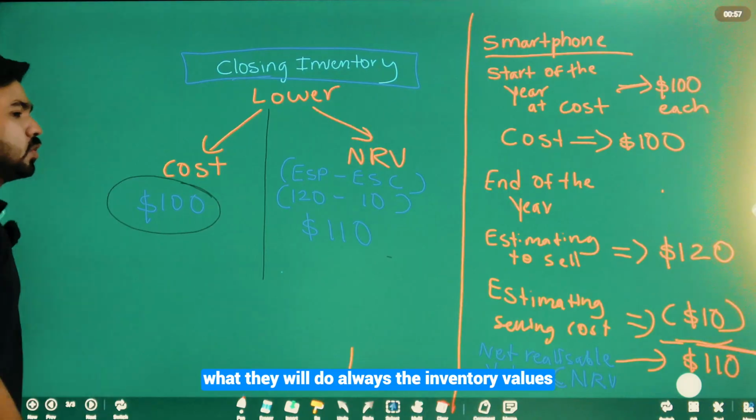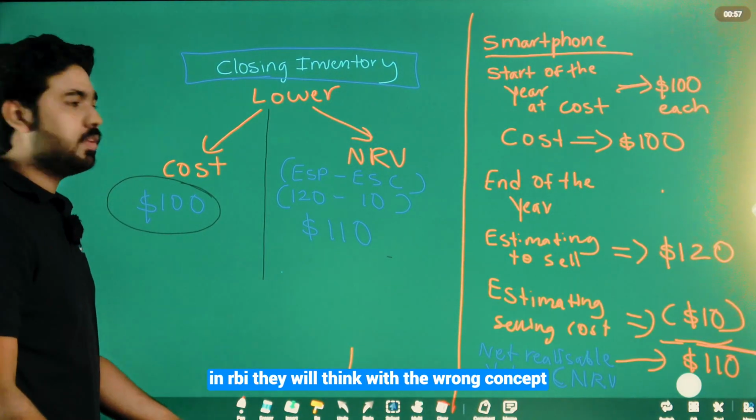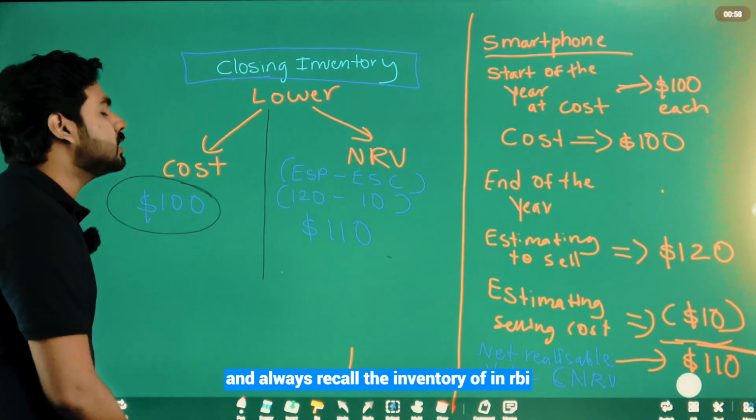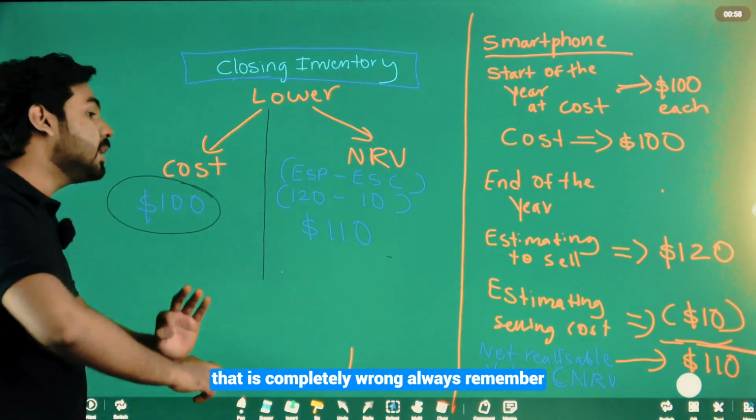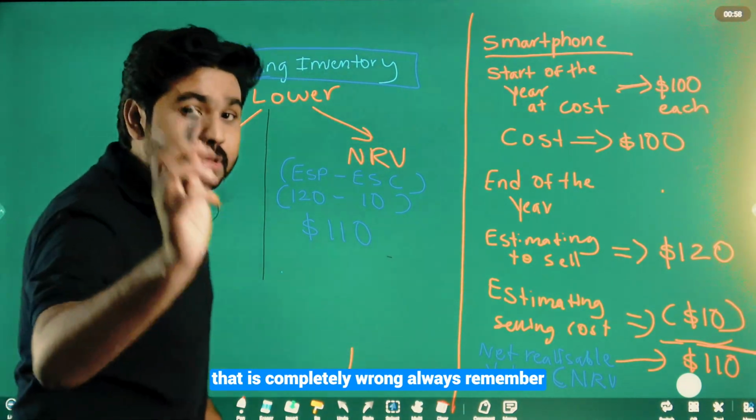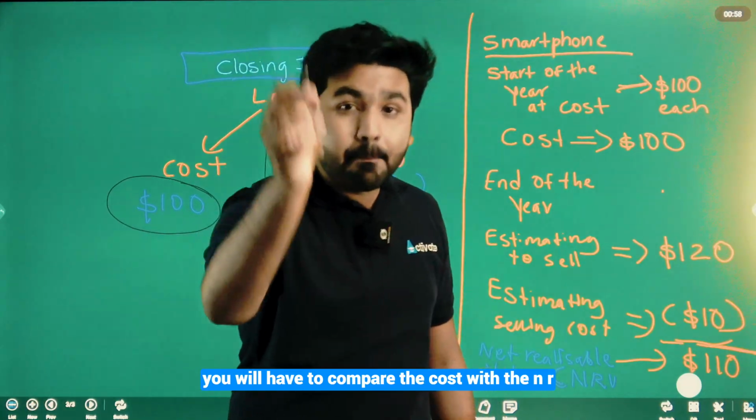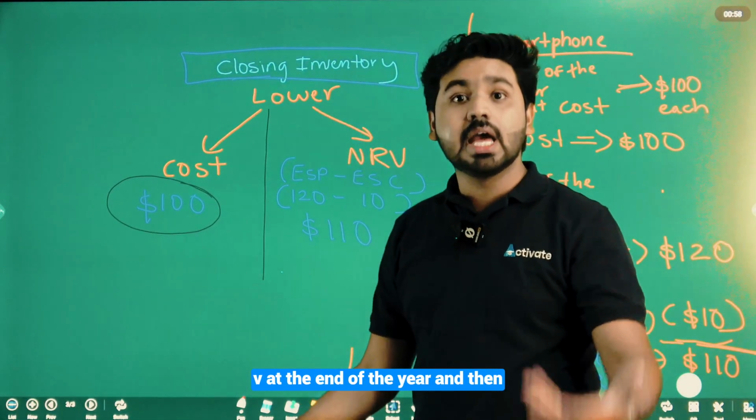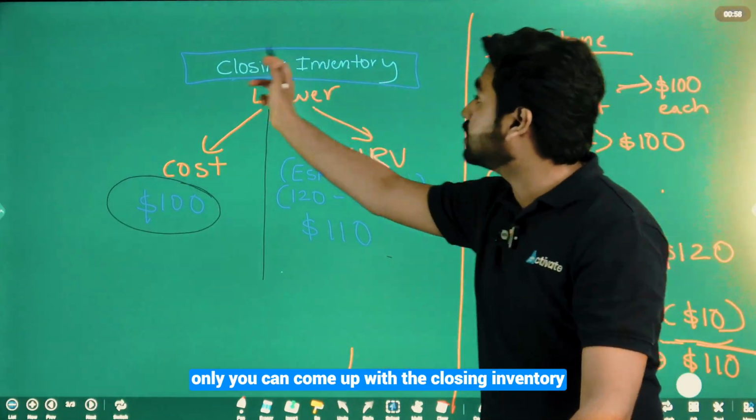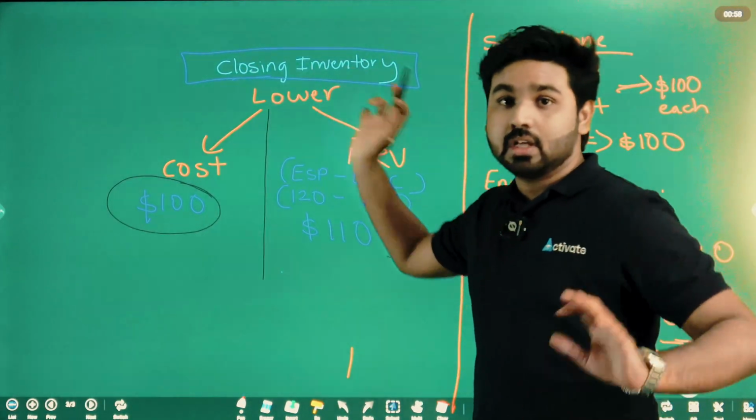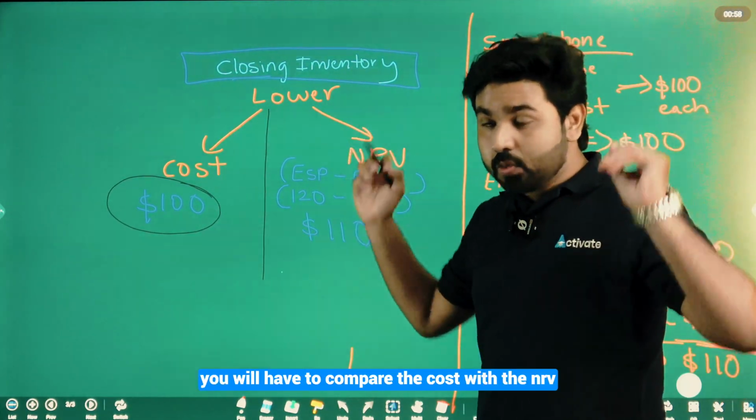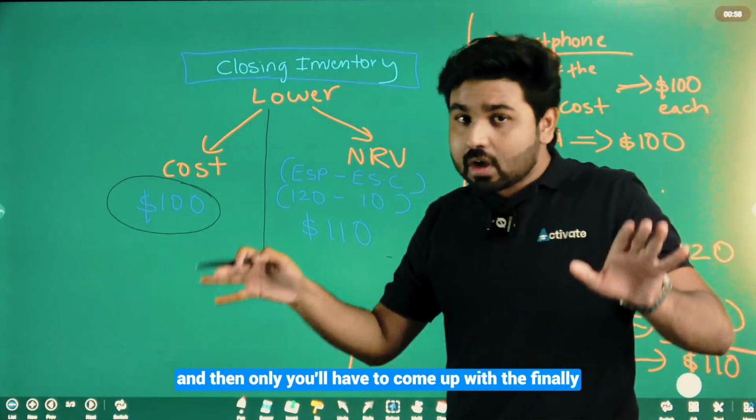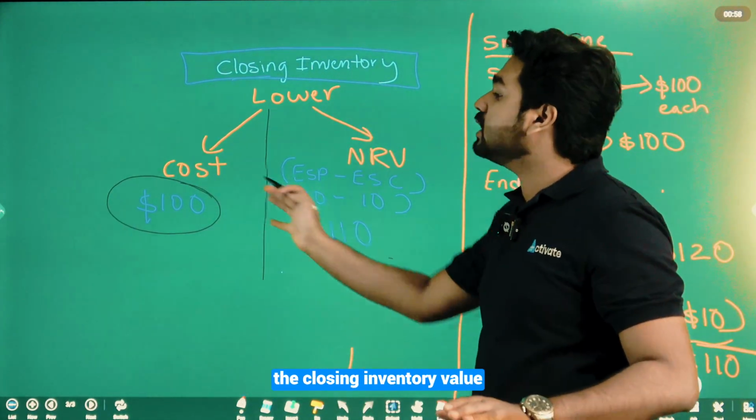Some people will always think the inventory value is NRV. They will think with a wrong concept, wrong understanding, and always record the inventory at NRV. That is completely wrong. Always remember, you will have to compare the cost with the NRV at the end of the year, and only then you can come up with the closing inventory value.